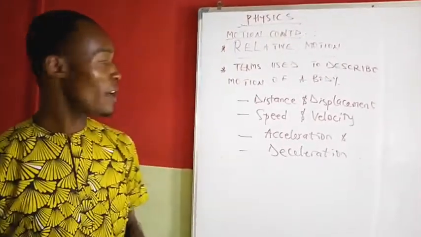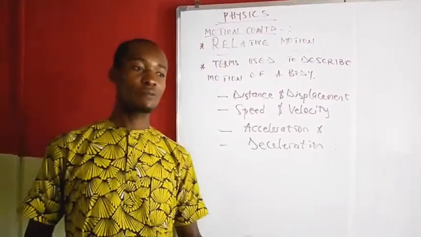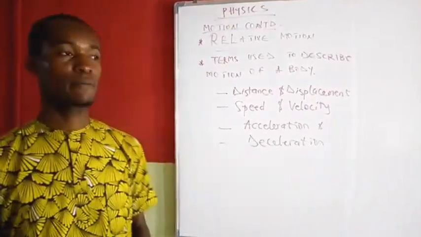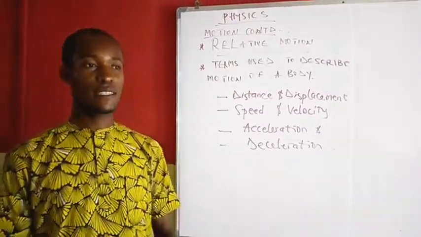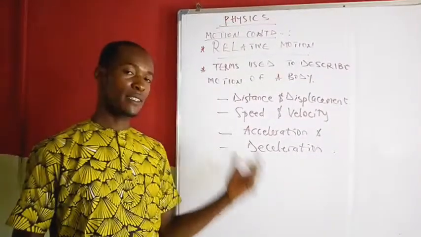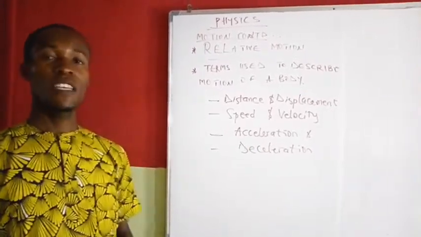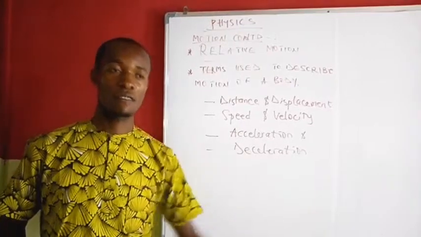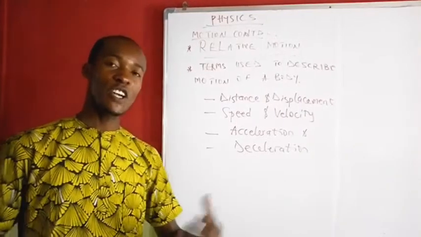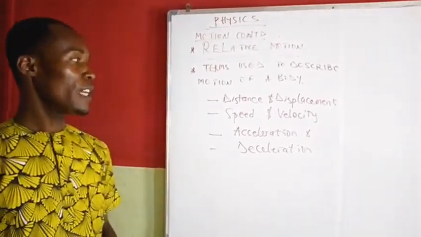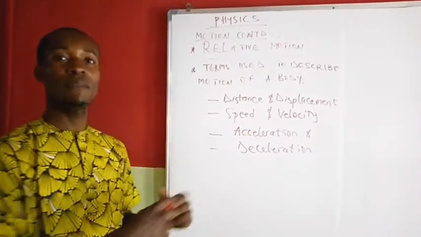The next one will have speed and velocity. For speed, we say that speed is the rate of change of distance with time. It is measured in meters per second. Then velocity, on the other hand, is speed in a specified direction. You can also say that velocity is the rate of change of displacement with time. It is equally measured in meters per second, just like that of speed. They have the same units.